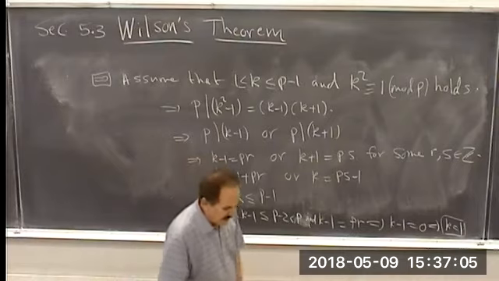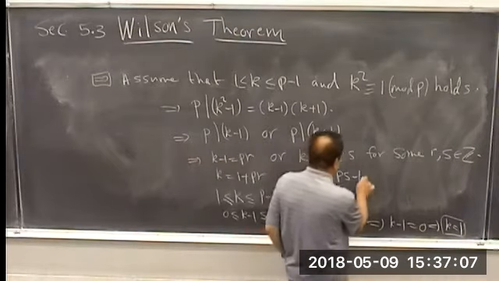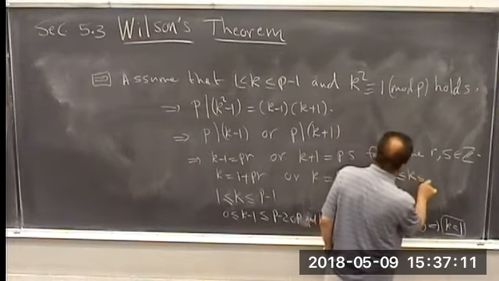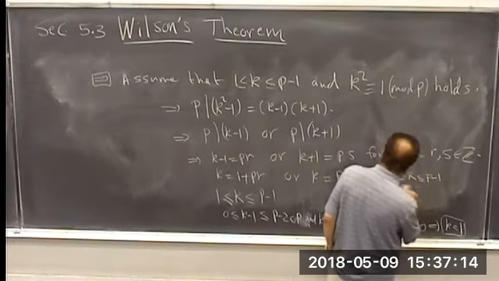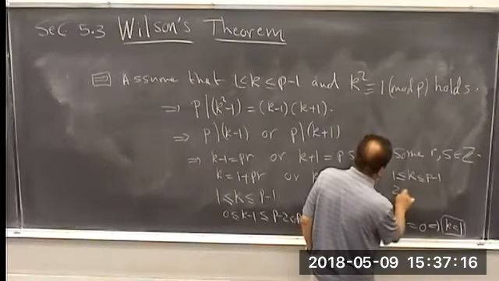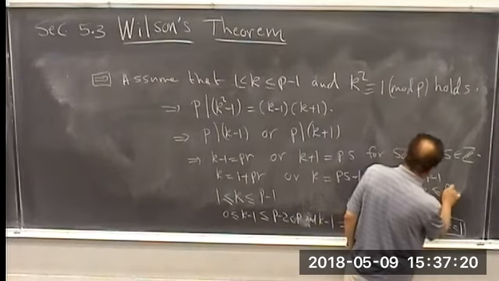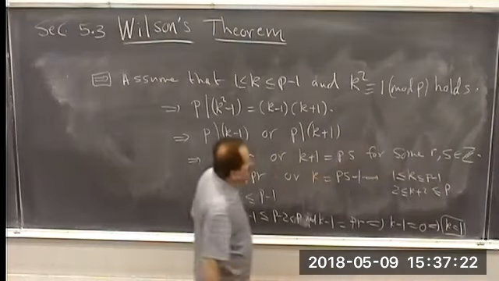Similarly, if we look at the other case, we have again k between 1 and p minus 1. Let's add 1, so we get k plus 1 less than or equal to p.